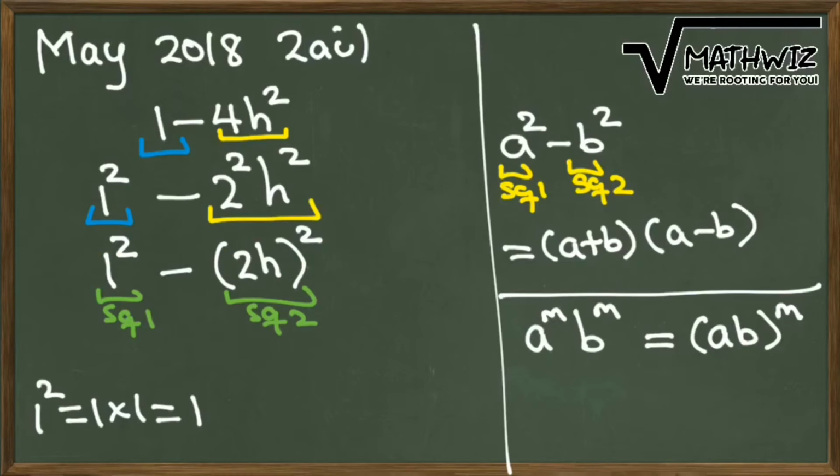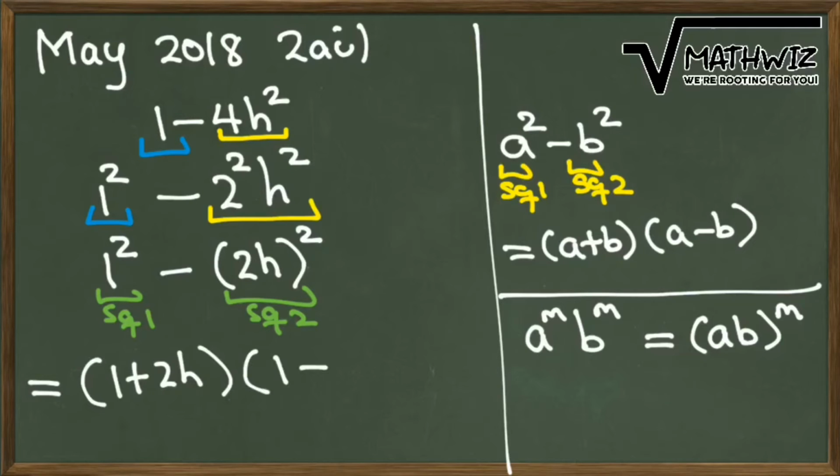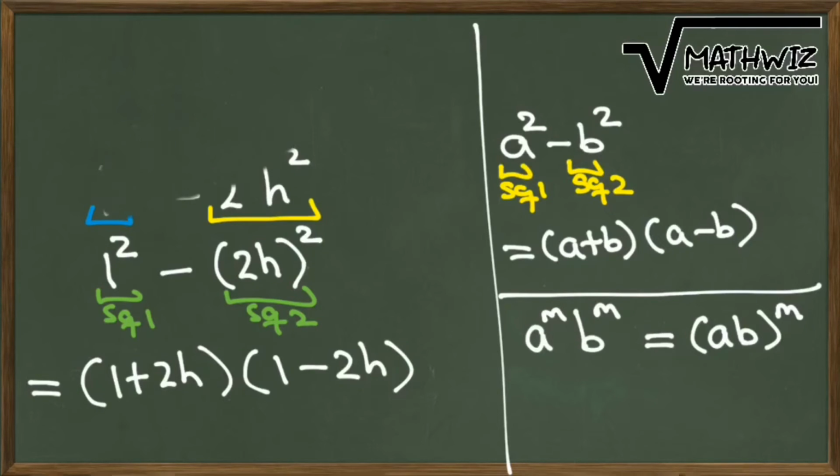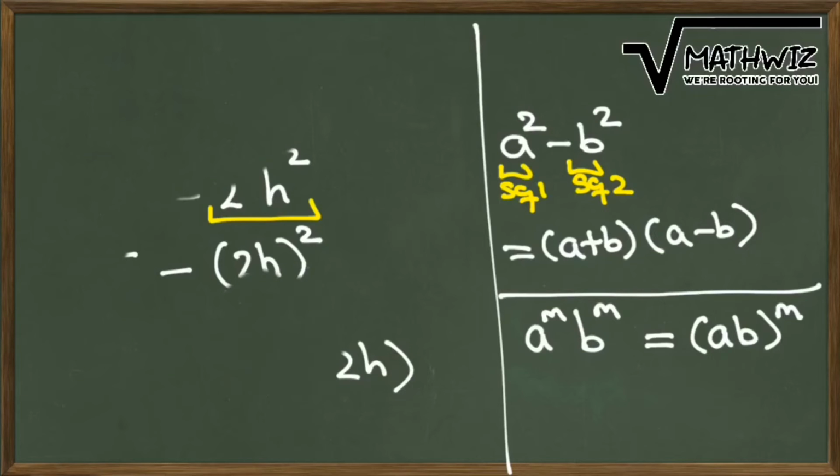So in writing my answer, I am going to have 1 plus 2h, 1 minus 2h, right? So it's a squared minus b squared, which becomes a plus b, a minus b. All right, so just remember, whenever we have the 1, we change it to 1 squared. And for everything else, we also need to look out to ensure that we can change those to full-on squares. So once you've mastered that, let's go on to the next.